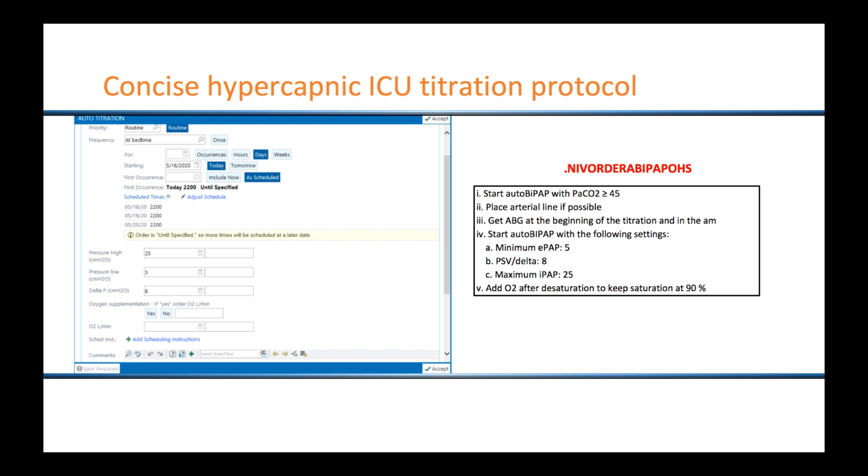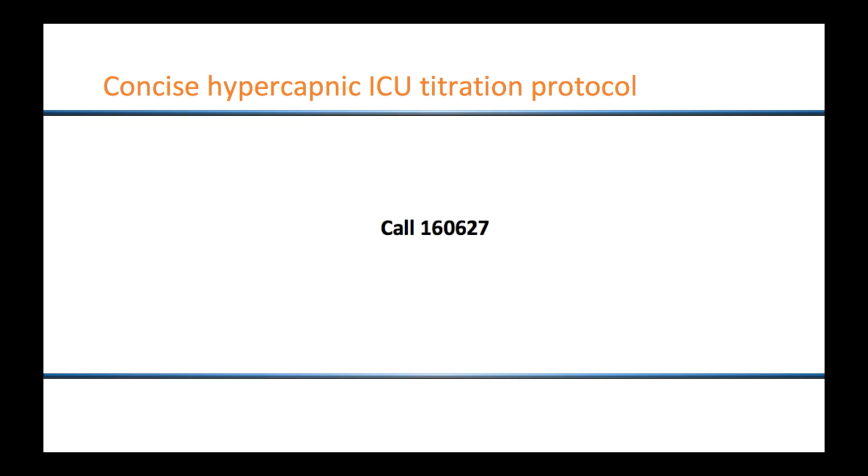So we begin with an EPAP of 5, given that the pressure support remains constant throughout the titration, and it's 8, so essentially you're beginning at 13/5. So as it titrates up, the delta will remain the same, and if you actually get to the maximum, it'll be 25/17. Once again, we keep the oxygen at or slightly above 90%, and you can add supplemental oxygen slowly to do so. Call 160627, the head respiratory therapist.